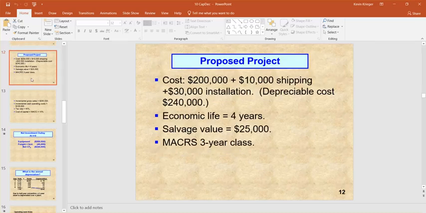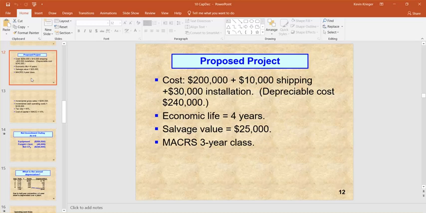Right? So, for example, just take a piece of equipment. $200,000 cost. These might all be in thousands, by the way, right? So we might be doing a $200 million project. $10,000 of shipping cost, $30,000 in installation cost, makes for a grand total of $240,000, right? All depreciable. So that's your initial outlay.